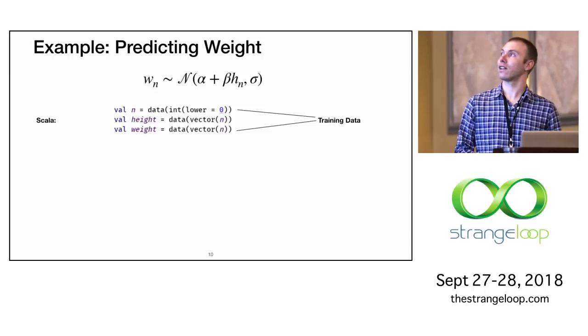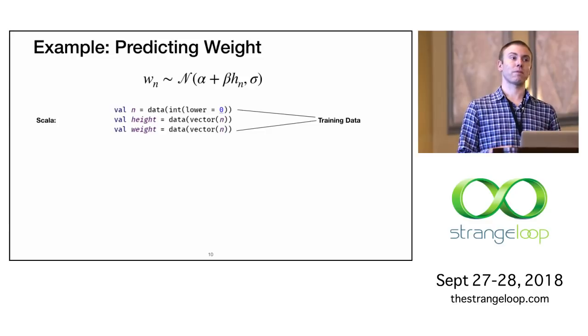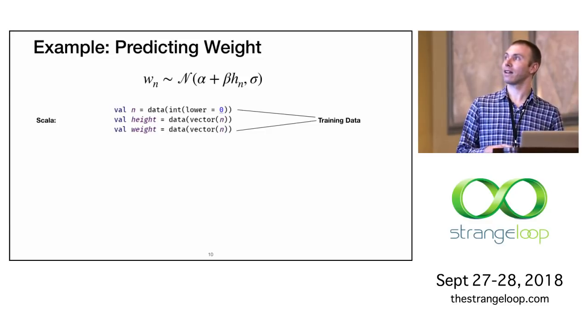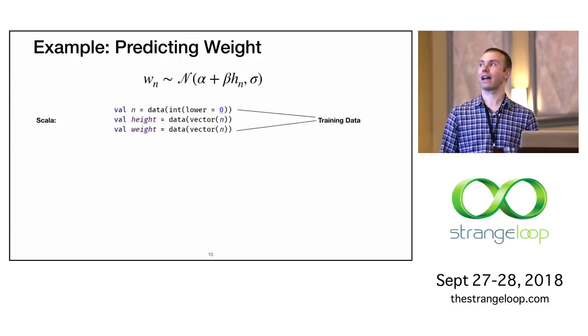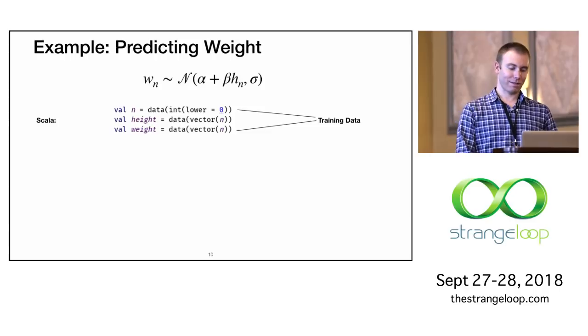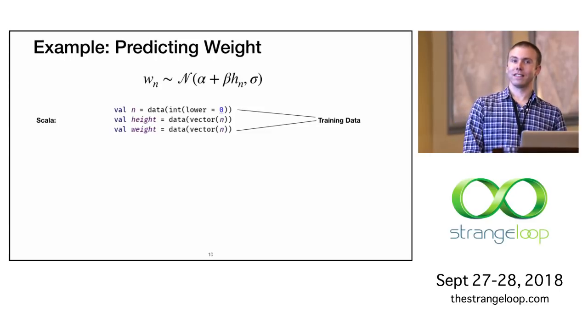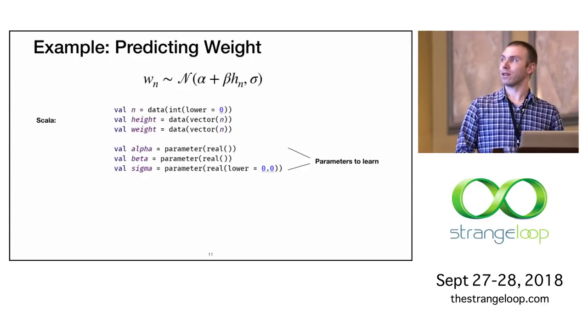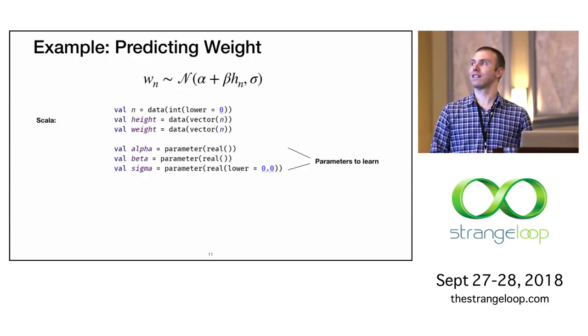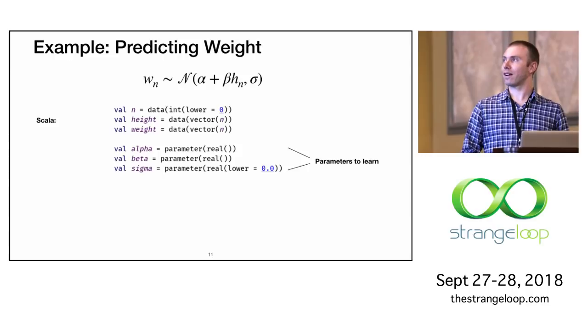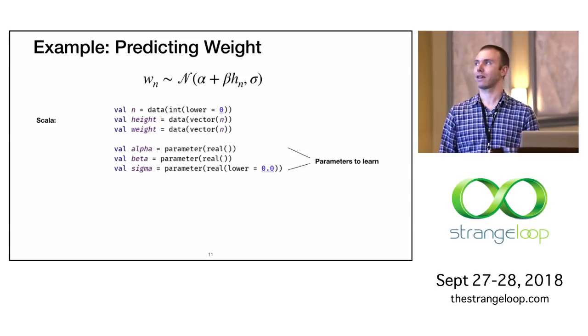So this is just Scala code to represent this problem. We have our training data represented as n, which is the number of data points. Height is a vector of length n, which is the heights of each person or whatever. Weight is another vector of length n. And then we have parameters that we want to learn, and that's our alpha, beta, and sigma. Alpha is some parameter, a real, beta is a real, and sigma is also a real, but it's got a lower bound of 0 because you can't have a negative standard deviation.